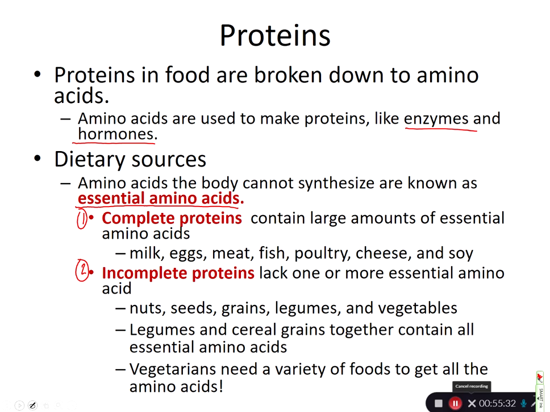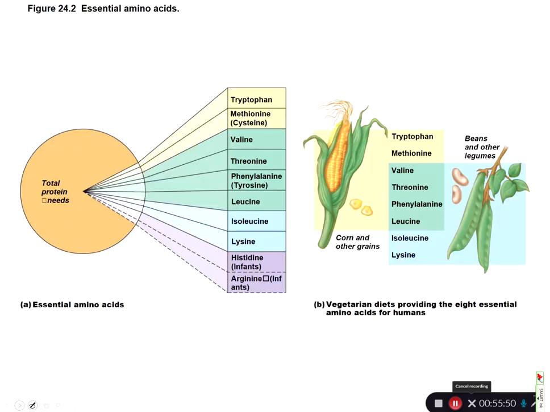This is why if somebody is a vegetarian or a vegan and they're not consuming any animal products, it is really important that they eat a very wide variety of foods. Eat a lot of different vegetables so that they can make sure they're getting all of their amino acids. This is just an example of that. This is showing you the essential amino acids. You would need to have corn and some kind of bean or legume to get just this many. So you can pick up more by having a varied diet.